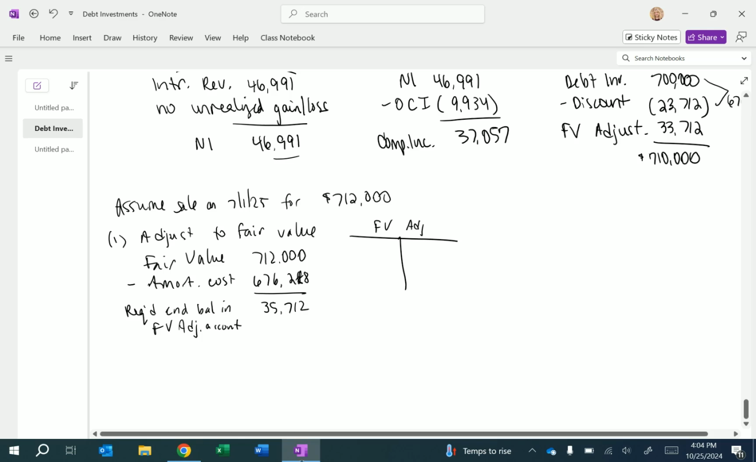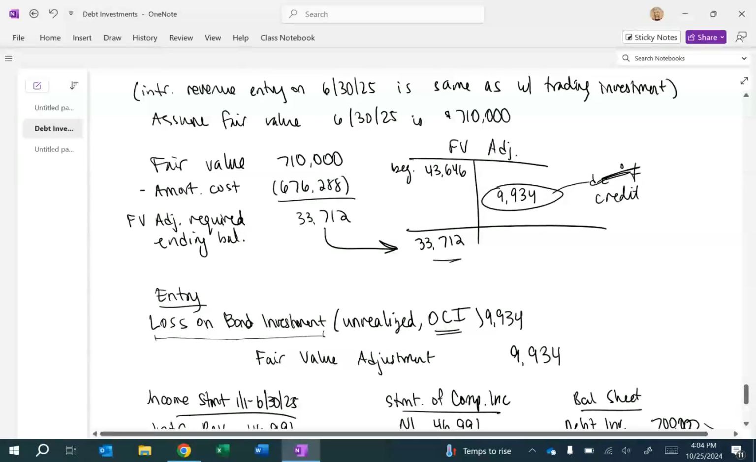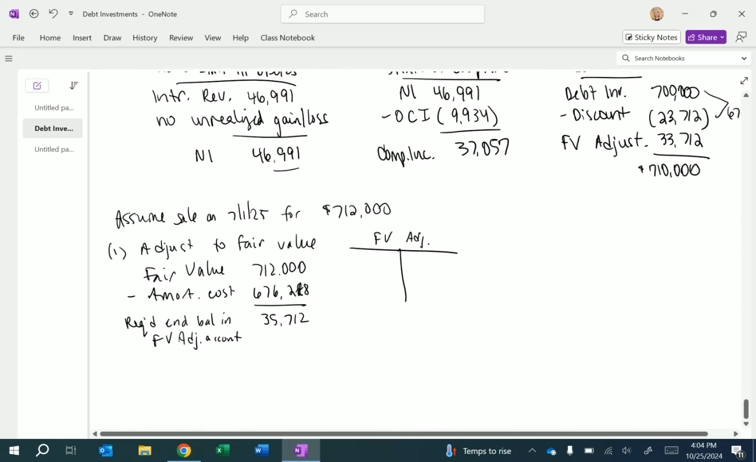So when we think about that fair value adjustment account, the beginning balance is what we ended last period with, 33,712, on the debit side. We want the ending balance to be 35,712, still on the debit side because our fair value is above amortized cost, and what we need to record as our adjusting entry is 2,000 debit.